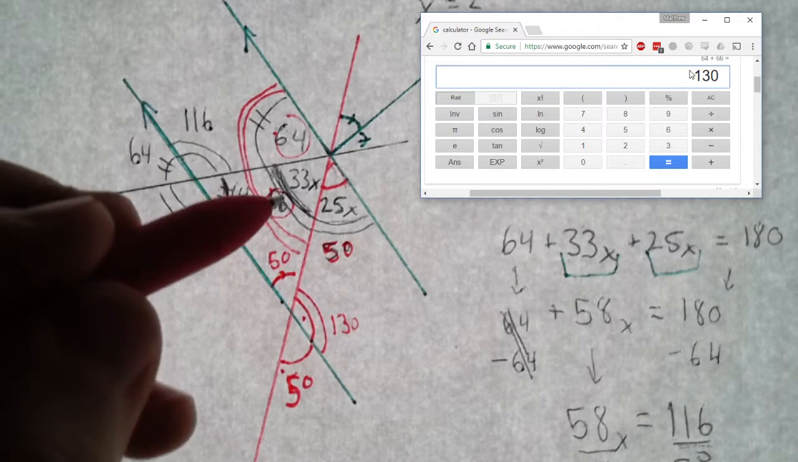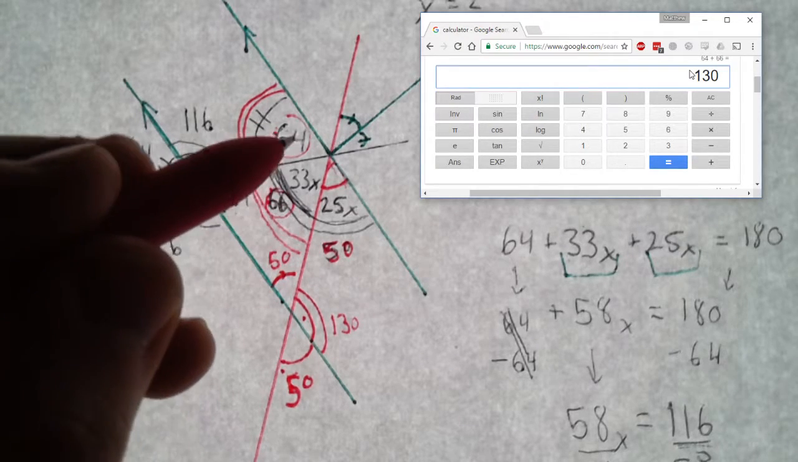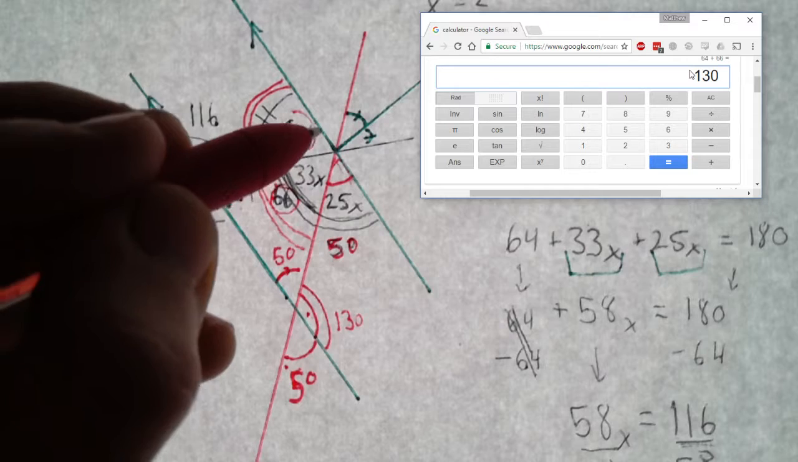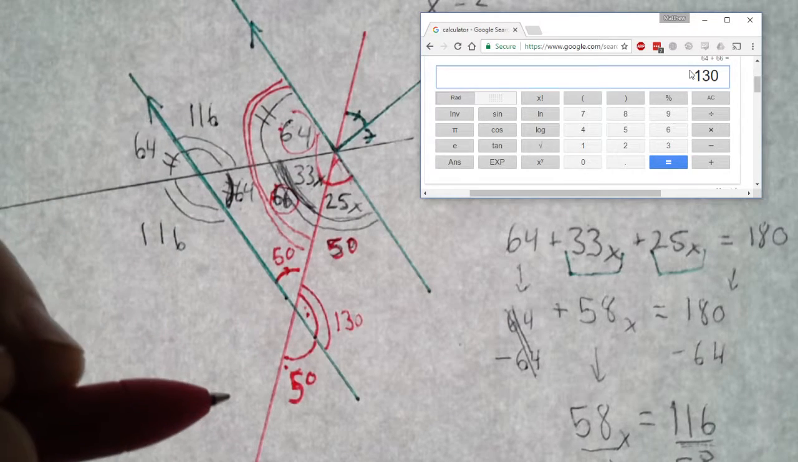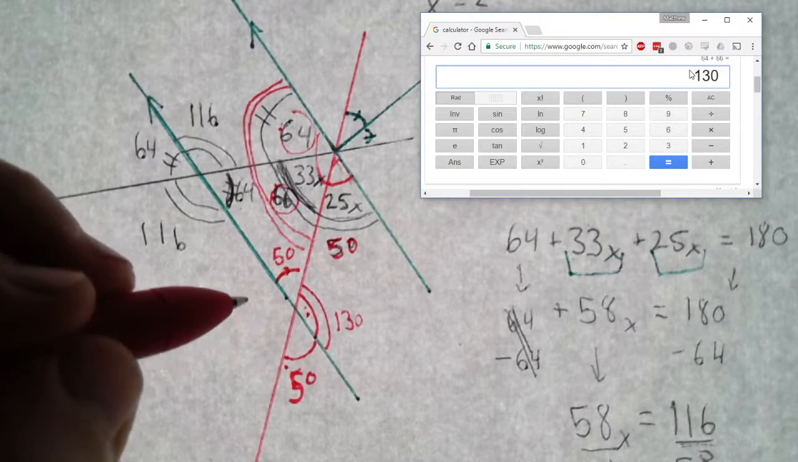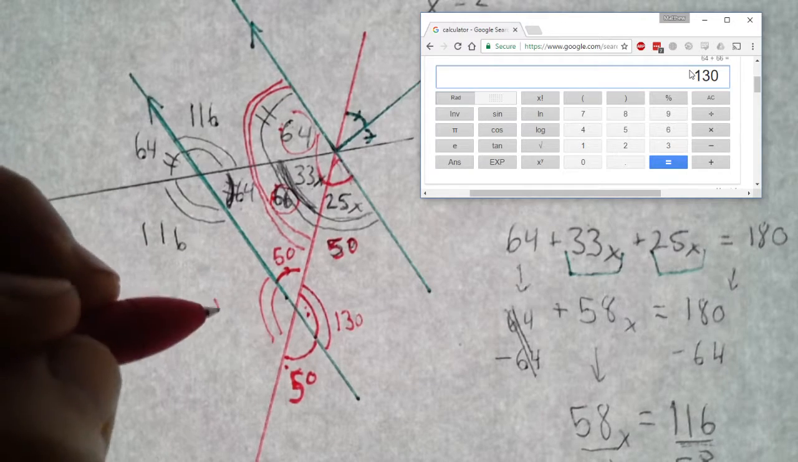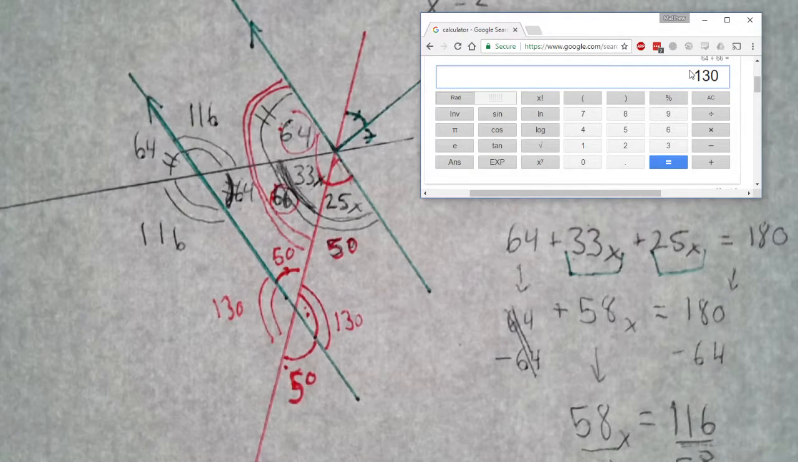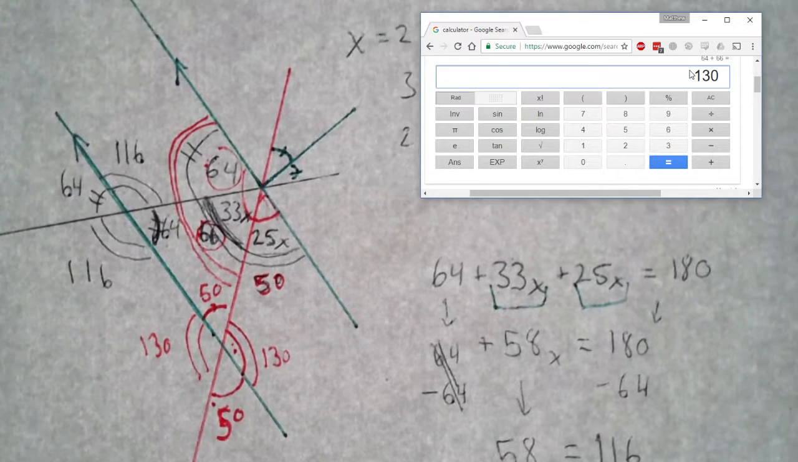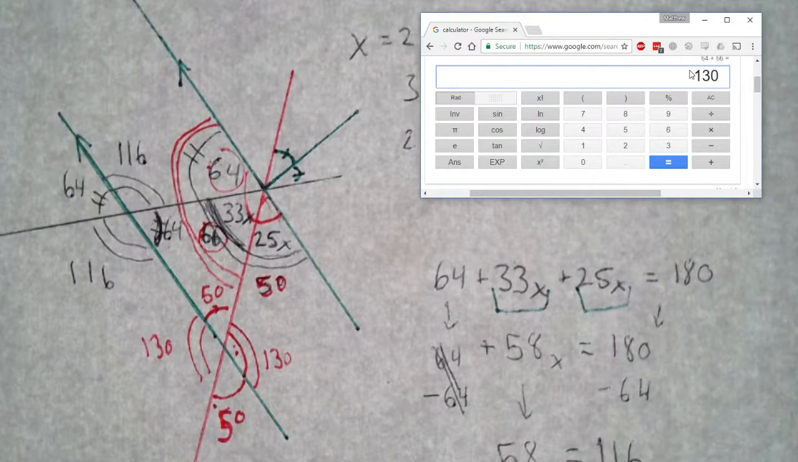Notice this is an alternate interior angle to this whole part over here. This whole part over here is the alternate interior angle to my 130. I can now do another vertical angle. I get 130 over here. And in fact, this just becomes filling out the rest of my vertical angles.